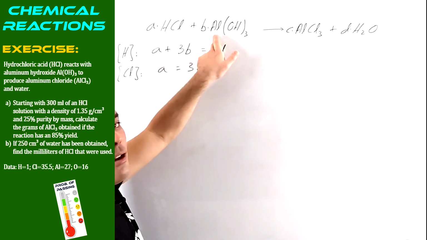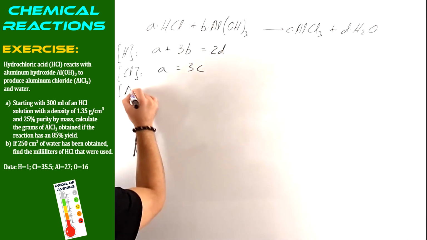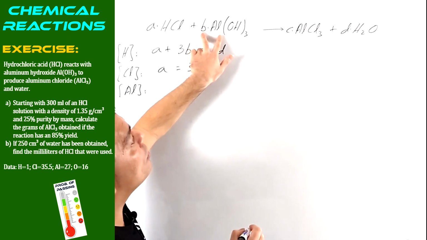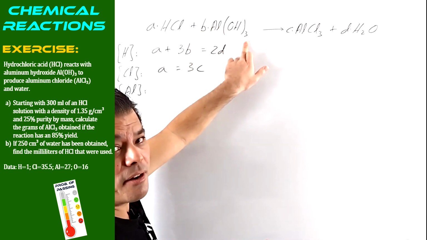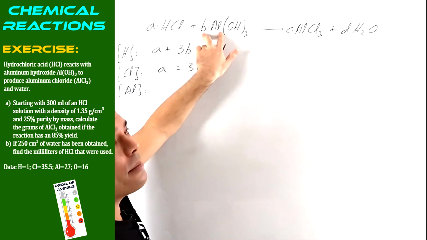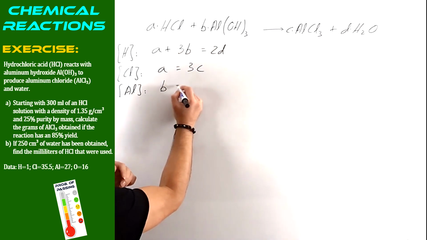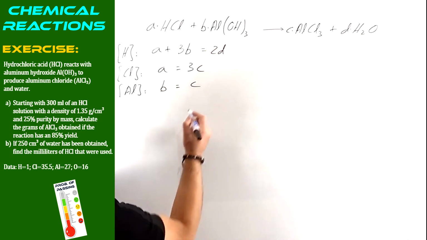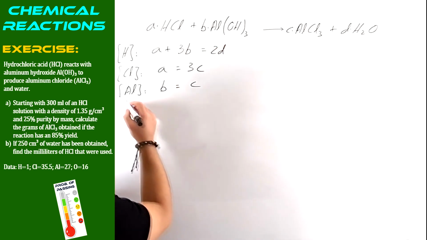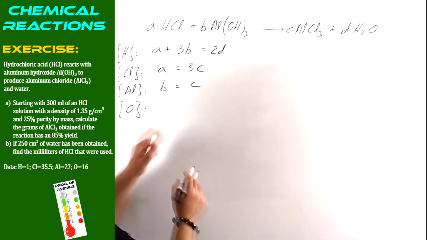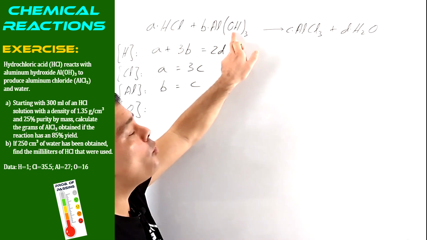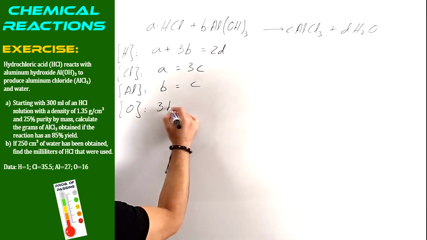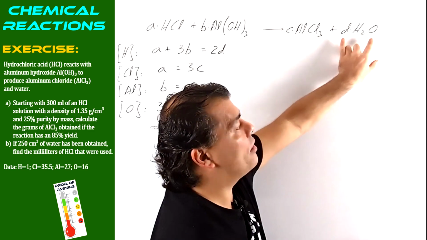Now it's turn for aluminum atoms. B times 1, please don't get confused with this little number. Aluminum is B times 1, B. That must be equal to C times 1, C. Now it's turn for oxygens. Here again, 3 times 1 is 3, but 3 multiplying B, 3B. That must be equal to D.